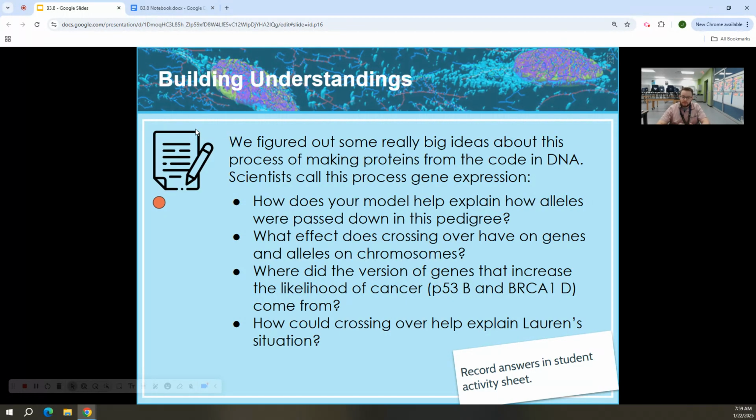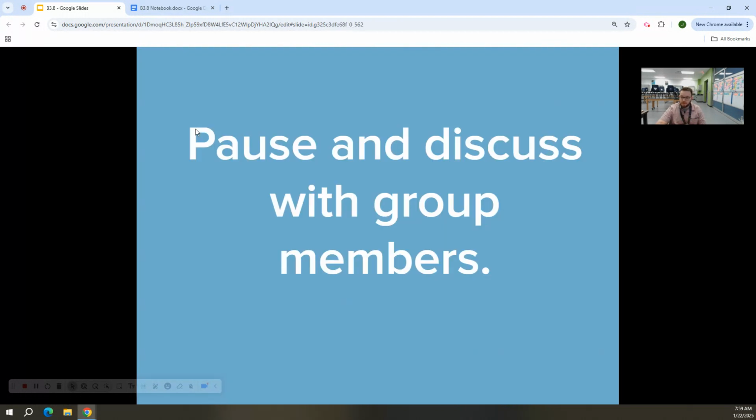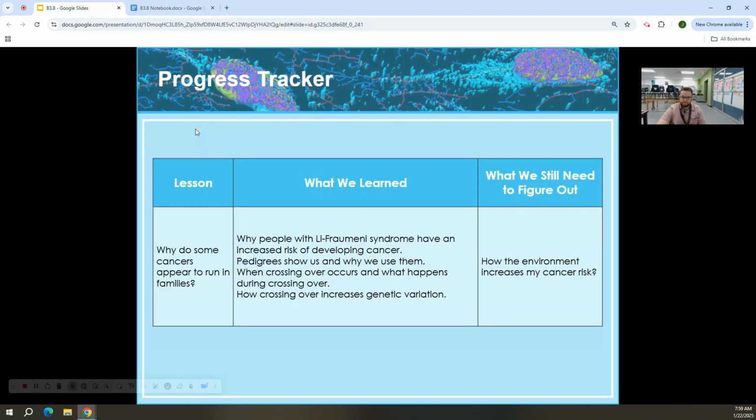Since we can reshuffle alleles, it's now a little more complicated when we look at gene inheritance for things like cancer and other genetic disorders. So how can crossing over help explain things like Lauren's situation? Pause and discuss those with your group members, come to a consensus, answer those questions on your activity sheet, and then come back.